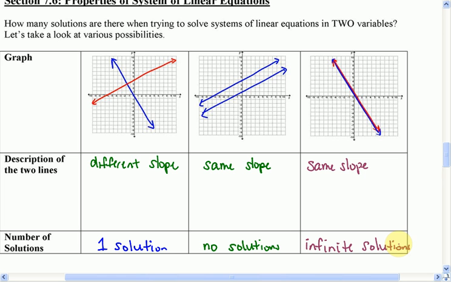Now, if you look at the last two, we've got a problem. We described the two lines exactly the same way. They both have the same slope, yet one has no solution, one has infinitely many solutions. Problem. What can we do to fix it? What else can we use to describe lines? Yeah, how about the y-intercept? Good. So in each of these examples, what can you tell me about the y-intercepts? The one in the middle? Yes, they are different.